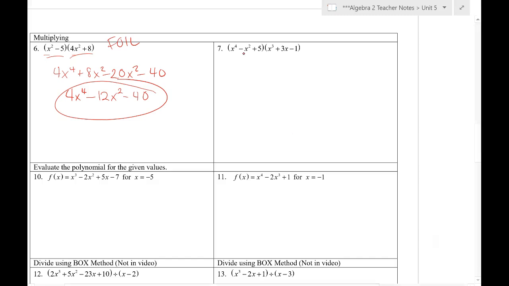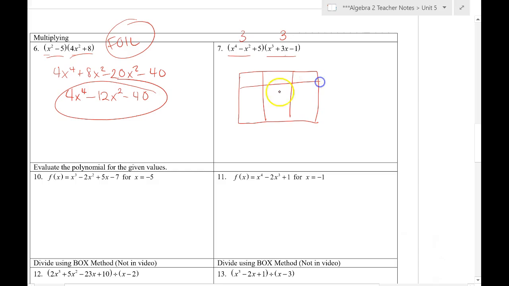Okay, the next one. Now when you're multiplying polynomials and one of them has more than 2 terms, you can't use the FOIL method anymore. Now what we like to do is use the box. So if you have 3 terms here and 3 terms here, your box is going to also be 3 by 3 with 9 total boxes. Let's say if it was 2 and then 3 terms in the second one, then your box would be a 2 by 3.